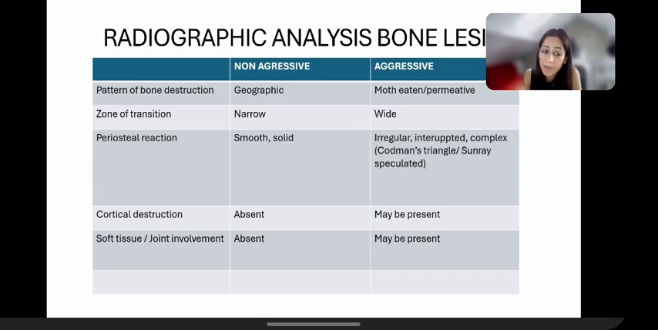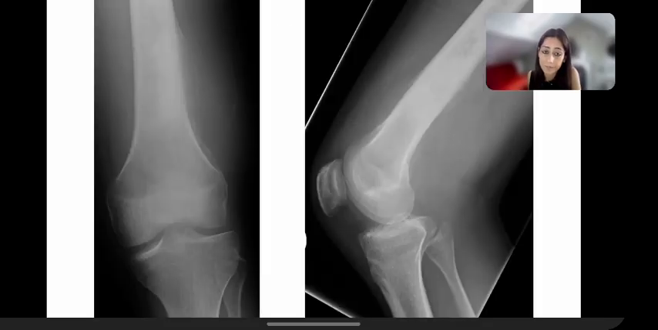But whenever you see periosteal reaction, you have to investigate it further because it just doesn't happen on its own. And of course, you can see cortical destruction and soft tissue involvement when the lesions are aggressive. Now this is a typical textbook case.